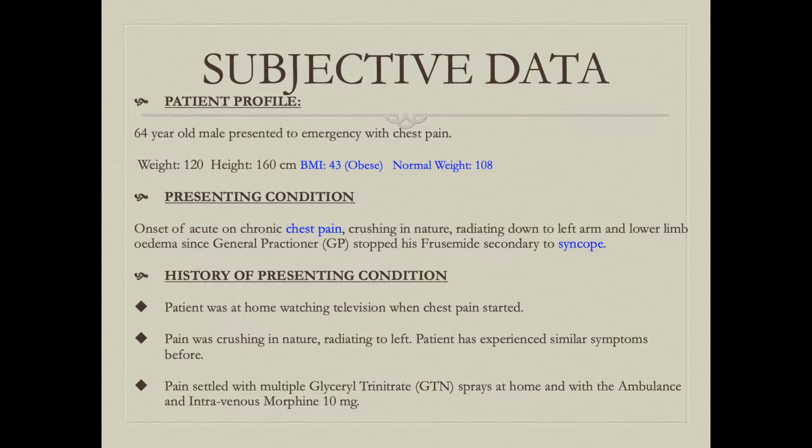We have a 64-year-old male who came to ED by ambulance with chest pain and worsening lower limb edema. The origin of pain was at home while he was watching television. Pain was crushing in nature, radiating to the left arm. He had 3 GTN sprays at home which did not resolve the pain, and he called an ambulance for help. Pain finally resolved after a few more GTN sprays and IV morphine.